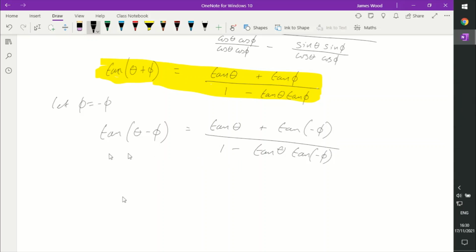Now I need to think about how this works with the tan graph this time. So the tan graph looks a bit like this. It looks the same here. In fact, I'm only going to draw that bit. I don't need anything further on. When I put in, say, 45, I get 1. When I put in minus 45, I get minus 1. So that means that tan of minus phi, so tan of minus 45, that is negative tan 45, or tan phi. So you can use that to help us.